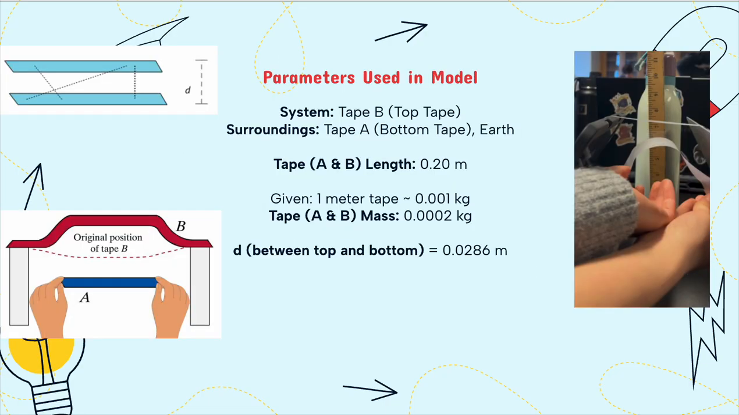So for some of the parameters used in the model, we repeated a lot of the stuff from Lab 1, where the system is tape B, the top tape, the surroundings being tape A and Earth, tape A being the bottom tape that exerts a force on the top tape. Tape A and B are both 0.2 meters long, and we're given that 1 meter of tape is about 1 gram of mass. So tape A and B masses are both about 0.2 grams. And then the distance between the top and bottom tape at which the gravitational force is completely canceled out by the electric force is 2.86 centimeters.